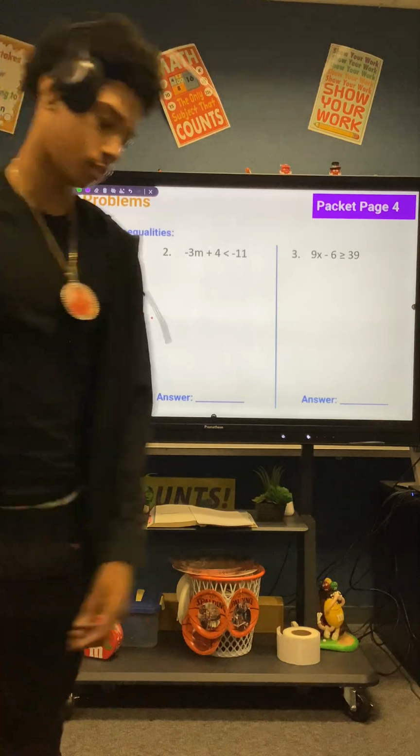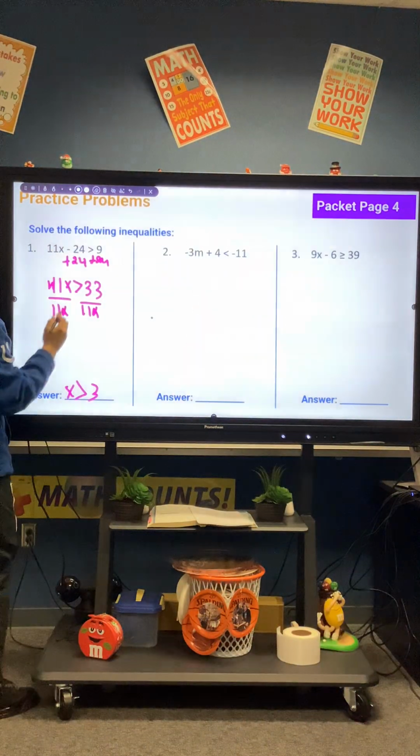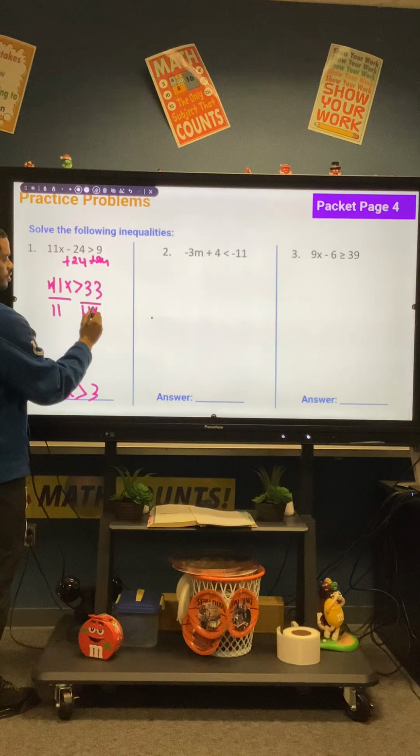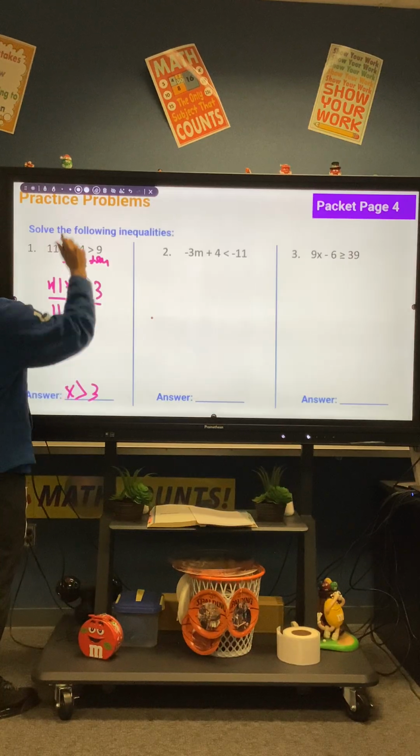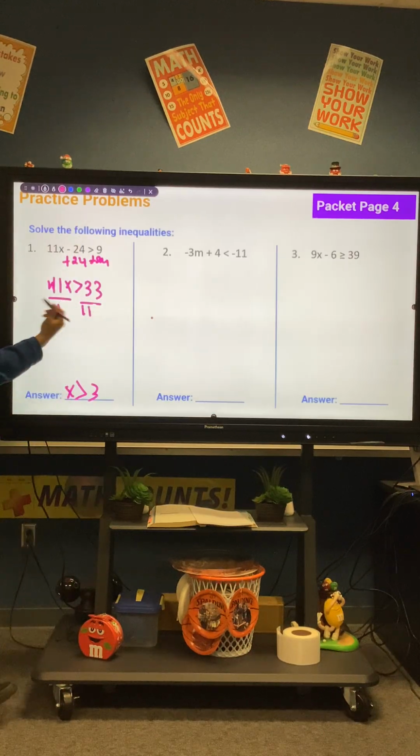Good job. Only thing I'm gonna fix, when you divide, you don't need this x. Because we're trying to get x by itself on this side, so if we were to divide by 11x, we'd be left with just a 1 and not a 1x.